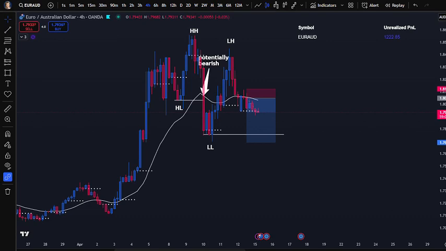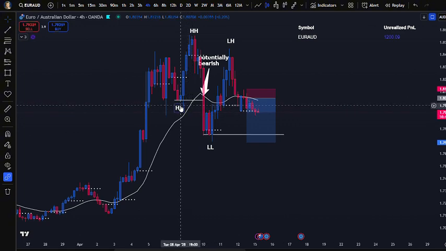I'm currently in a short position on EURAUD on the 4-hour time frame. I'm going to show you how I entered this position using market structure, which Aaron teaches on the TPM channel, and I'm going to show you how this has confluence with Market Cipher B as well. So firstly, I'm just going to talk to you about the structure.